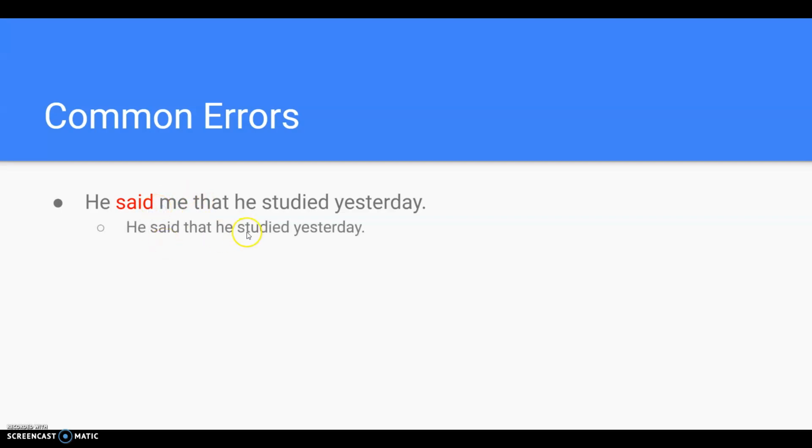Now let's talk about some common errors. So this first sentence, he said me that he studied yesterday. We can't use the word said here with an indirect object. So there are two ways we can fix this. We can either say he said that he studied yesterday. We take out the me. Or we can say he told me that he studied yesterday. Either of these are correct, but this is not correct.